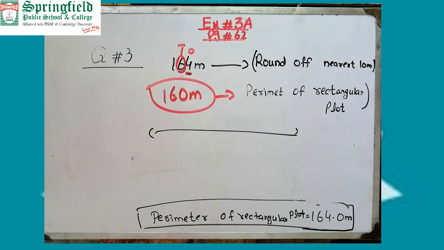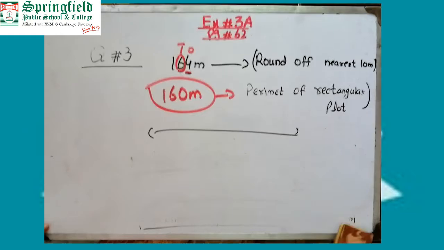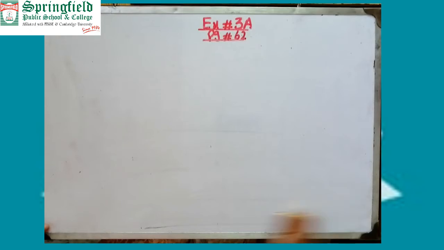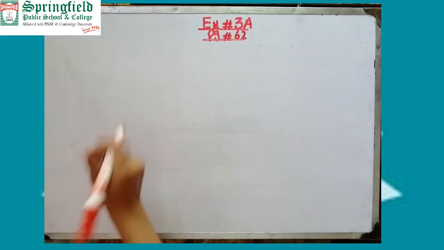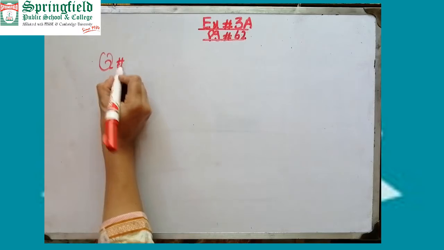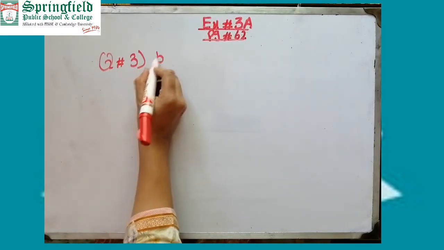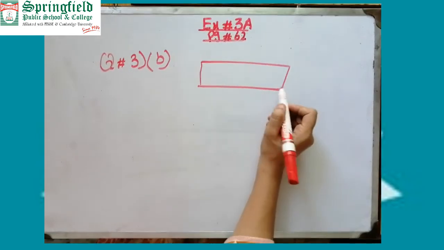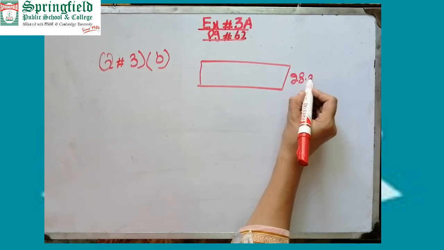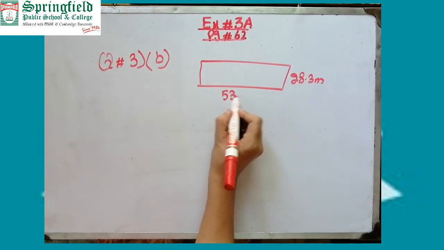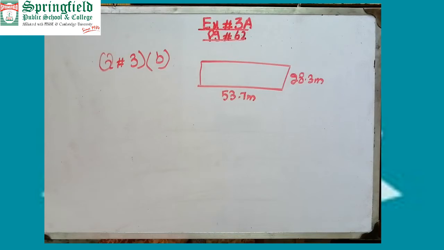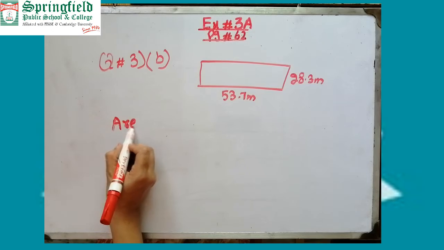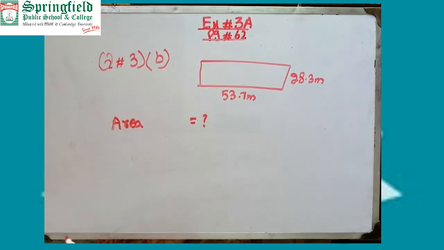Okay. Now come to the area. That is how we can find the area. Okay. Question 3, B part. As we know that the dimensions of the rectangular plot are 28.3 meter and 53.7 meter. These are the given dimensions of the plot. Now area of rectangular plot is question mark.